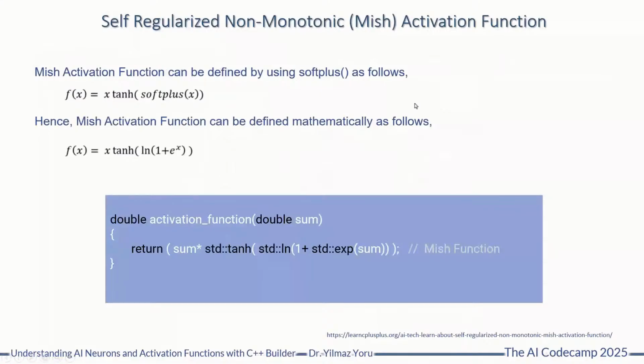And the MISH activation function can be defined by using softplus, as we explained before. So it's a hyperbolic tangent value of the softplus function. So we can write the MISH activation function as below here. So it has ln function, exponential function, and hyperbolic tangent functions as a return. And that means it is a little heavy in computation, but might be very useful in some of your applications.